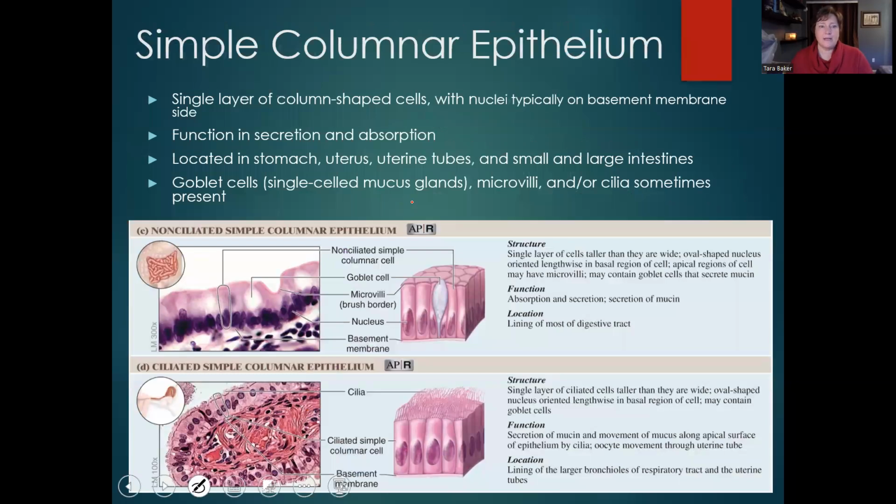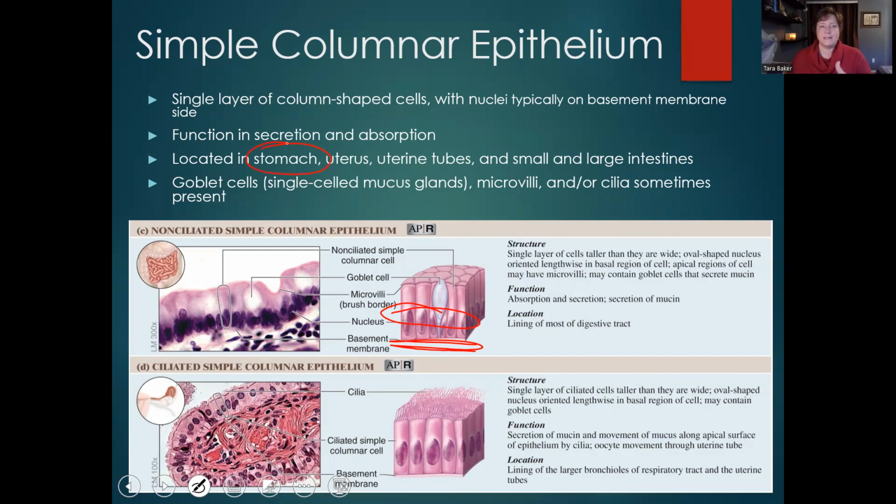Simple columnar epithelia is where we have one layer of columnar cells. The nuclei are usually located closer down to the basement membrane. They're also really big for secretion and absorption. We're going to find these in the stomach, where we're making digestive enzymes and acids. We're also going to find them in the intestines, but we'll just say the stomach. I just want you to know that they're in the stomach.